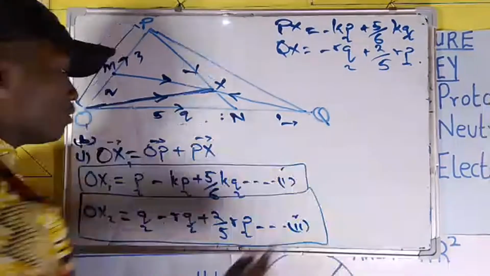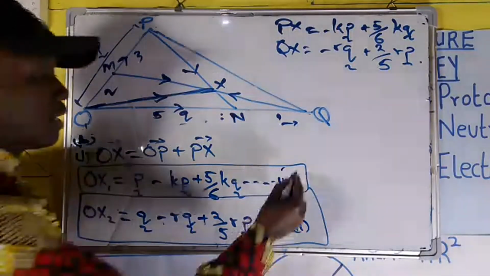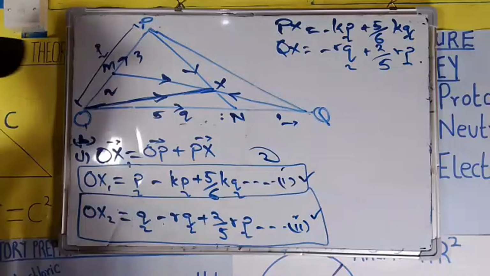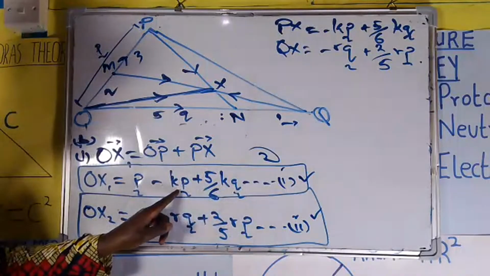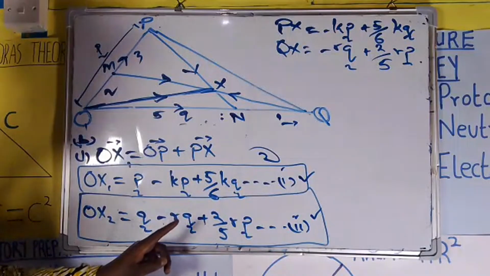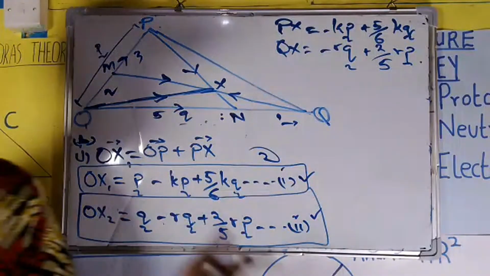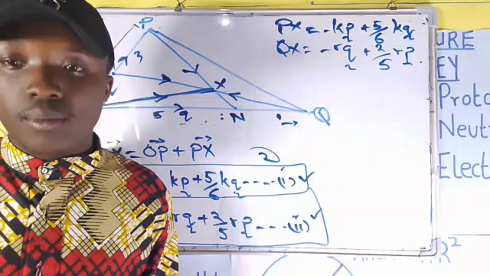Hiyo ndio itatupatia the second expression of OH. So expression zetu za OH ndio hizo zote mbili. Unapata marks mbili. Na ukiangalia una confirm, is it in form of P, Q and K, and R? Yes. So tumemaliza hizo mbili.